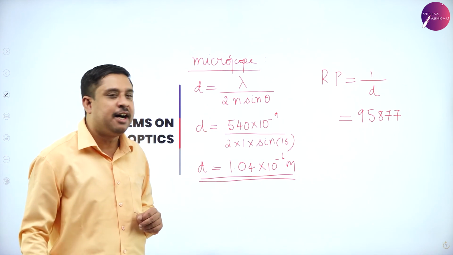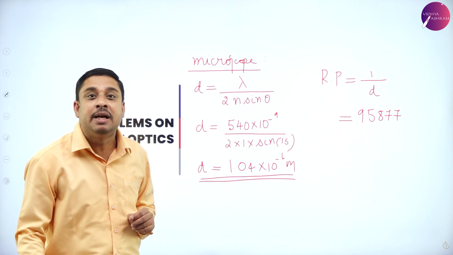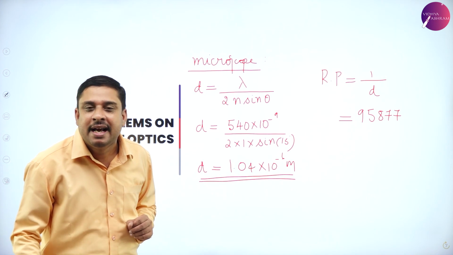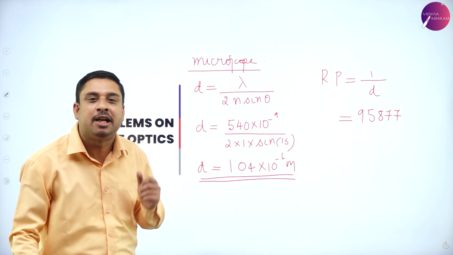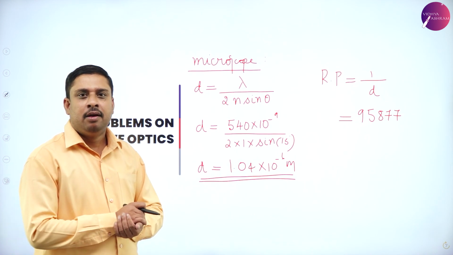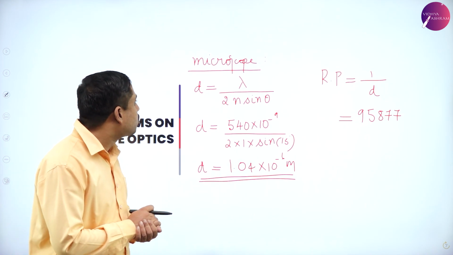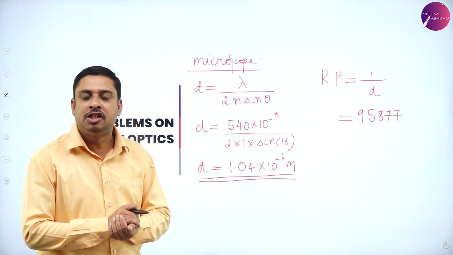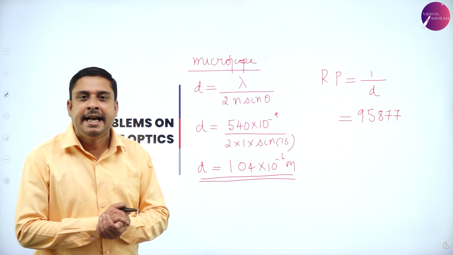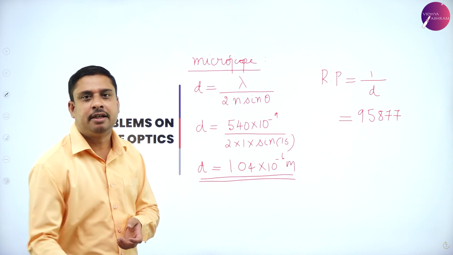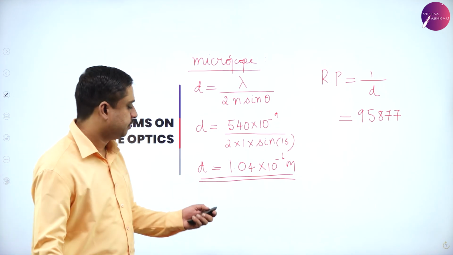And if you observe, resolving power is a number. It does not have a unit. Don't write meters or meter minus 1. Limit of resolution is in meters. Resolving power doesn't have a unit. It's just a number. The next one.